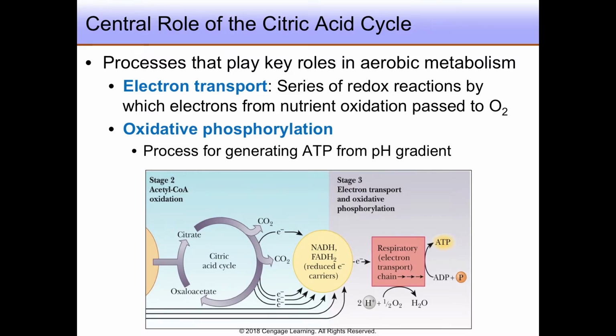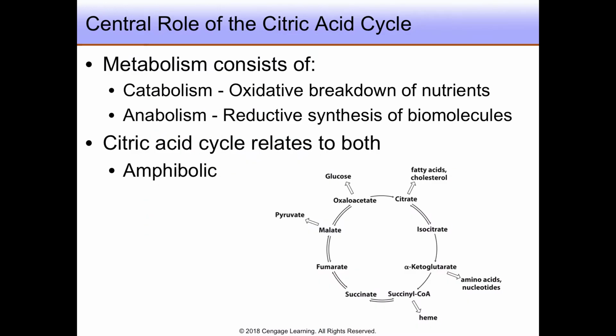In the process of electron transport, a pH gradient is built, which can then be used to drive the endergonic process of generating ATP. The use of electron transport to drive ATP synthesis is referred to as oxidative phosphorylation, in contrast to substrate-level phosphorylation. Recall that metabolism has two main branches.